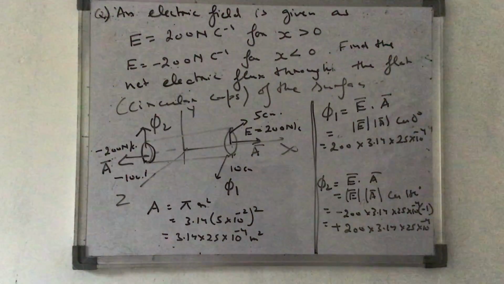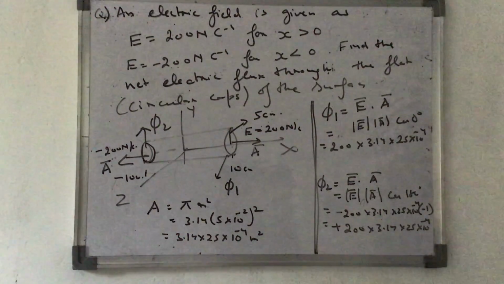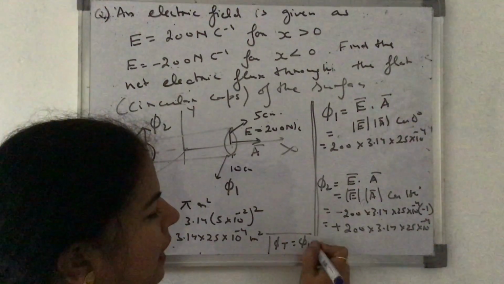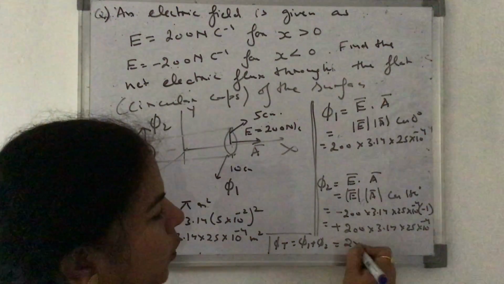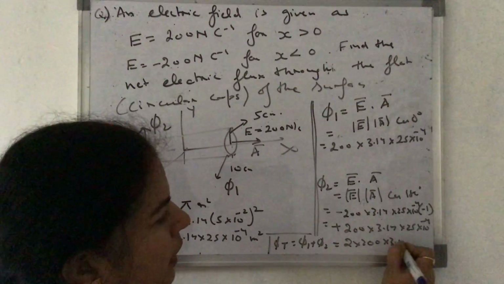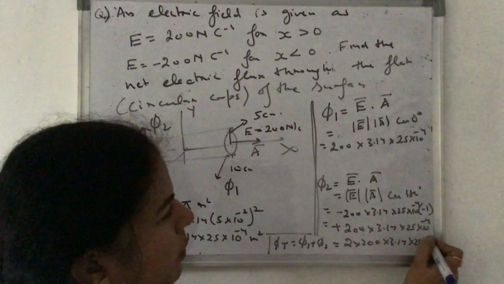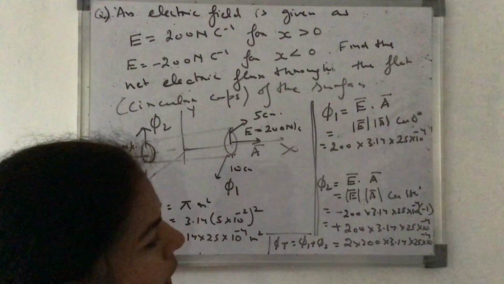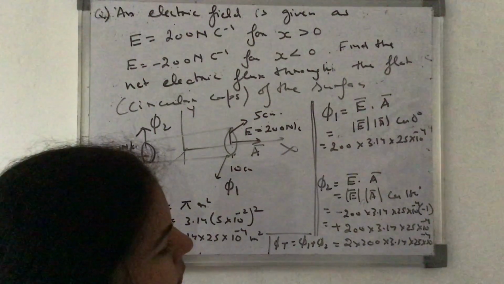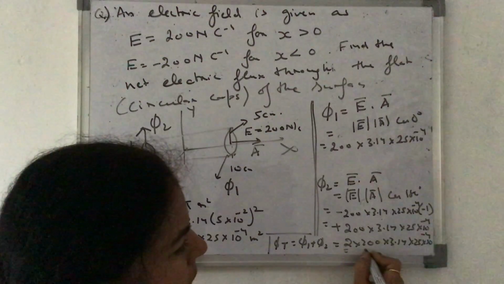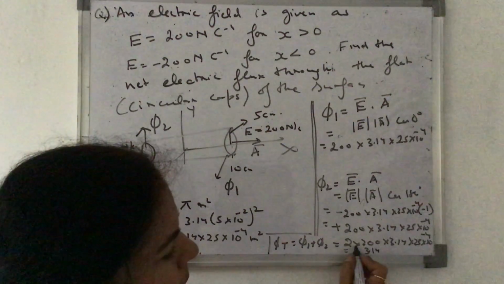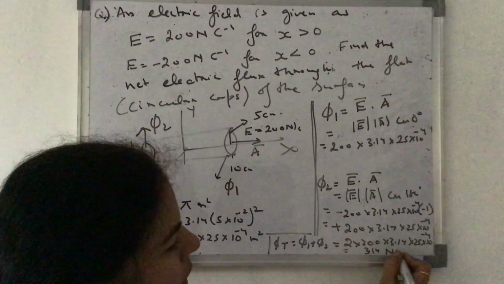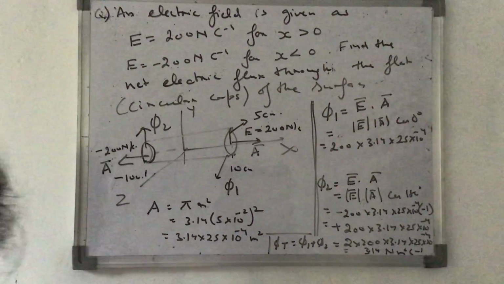We have to find out the net electric flux to the flat surfaces. So I'll simply add the two, and phi total is equal to just phi1 plus phi2, which is equal to 2 into 200, 2 times into 3.14 into 25 into 10 raised to power minus 4. So it becomes 400 into 25, it becomes what? This 10 raised to minus 4 cancels, it becomes 3.14, Newton meter square per coulomb. Fine.